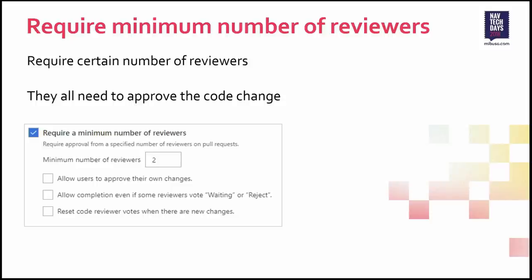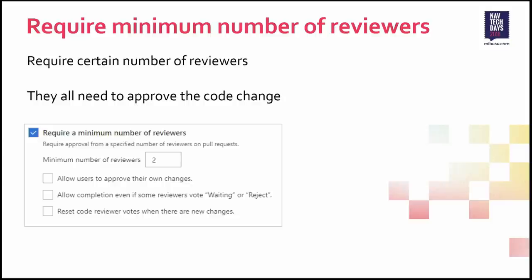So after that, you also have the possibility to allow completion of the pull request. Completion of the pull request means that the code is actually going to be merged into the master branch. So the master branch gets a new commit with the merged code. And what you can set is, hey, if one of the two already voted for it with approved, then it's okay and we can complete it. So these are settings that we can do.